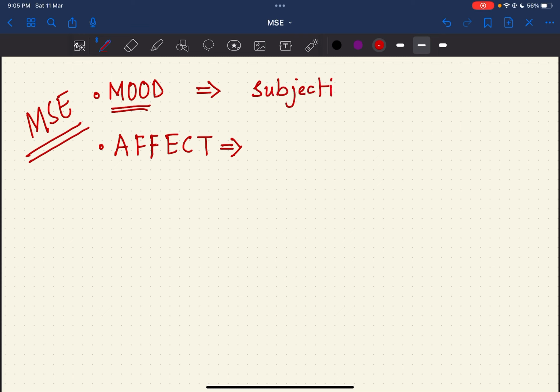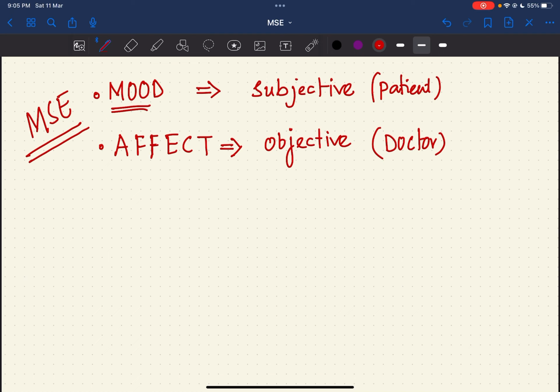पेशेंट, will be told by the patient. It is a subjective phenomenon, whereas affect is an objective phenomenon. मतलब we will watch or look at the patient to see what the affect of this patient is. Mood is told by the patient, affect is seen by the doctor. It's by the patient, and affect is by the doctor. Doctor can see, or therapist, you can say doctor or therapist.